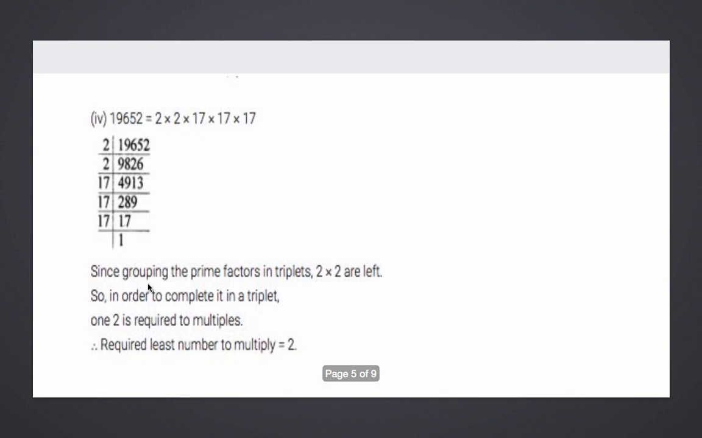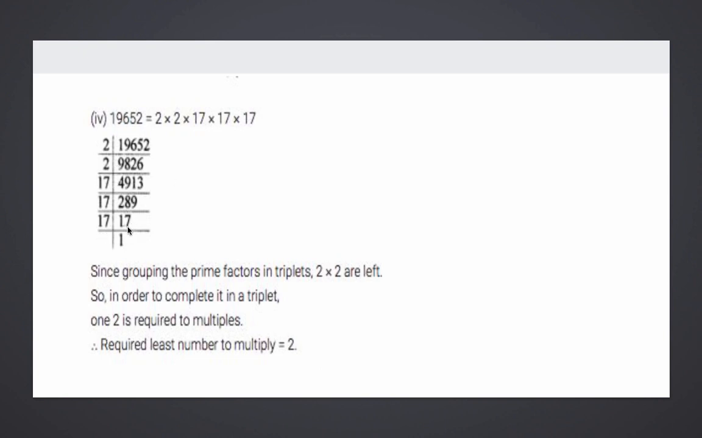Let's take the next question. Here we have to tell which is the smallest number by which it must be multiplied. That means the number is not a perfect cube. We have to see which number is not getting repeated thrice. So whichever is left, that will be the least number by which it should be multiplied. Okay. So the process remains the same.